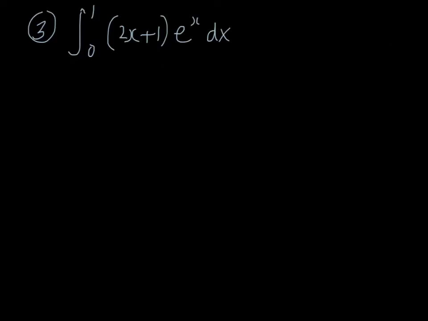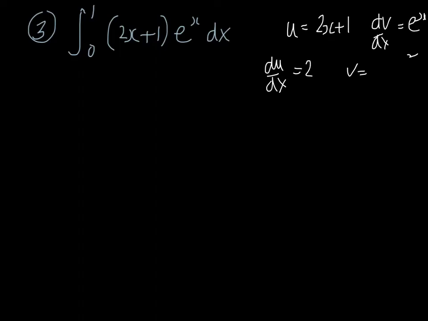Okay, so just in case you thought they all started with x, this one doesn't. But again, the 2x plus 1 term is going to be the one we're going to use for u because it simplifies when we differentiate it. So we're going to make u is 2x plus 1, so therefore the dv by dx will be e to the x. Okay, so du by dx is just 2, and v is going to be e to the x as well. So that's all the bits we need for our formula.